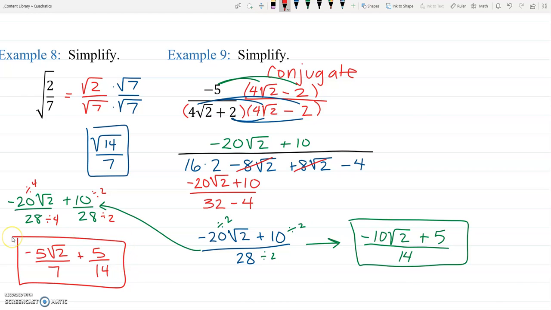In my personal opinion, this red answer is simpler than the green answer, but Alex disagrees with me. Okay, but your test is going to be on Alex, so Alex is going to want the green answer. Okay, so you'll see that when you get to those problems. All right, that's it for today.